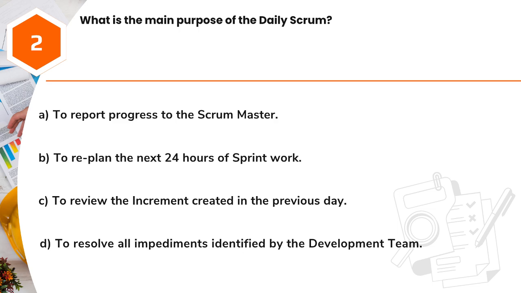Question 2. What is the main purpose of the daily Scrum? A. To report progress to the Scrum Master. B. To replan the next 24 hours of sprint work. C. To review the increment created in the previous day. D. To resolve all impediments identified by the development team.